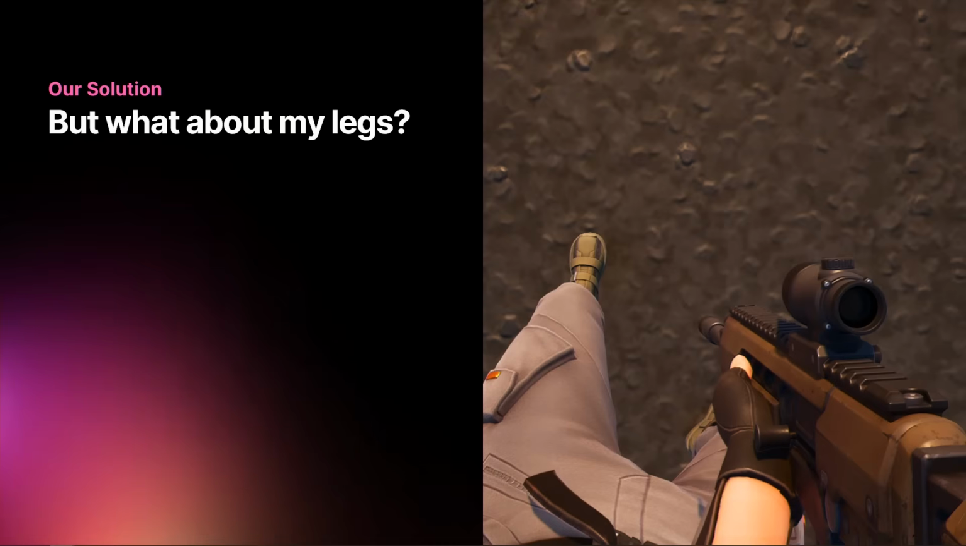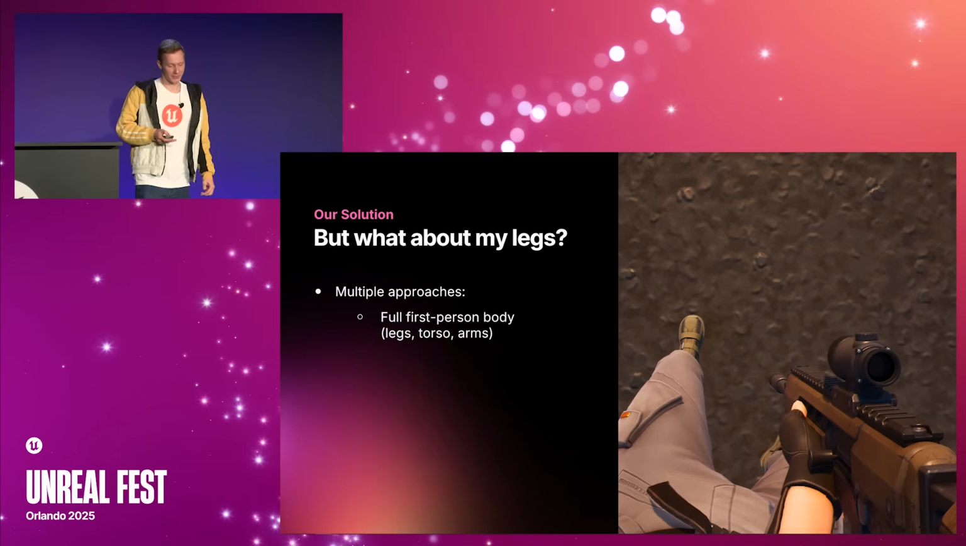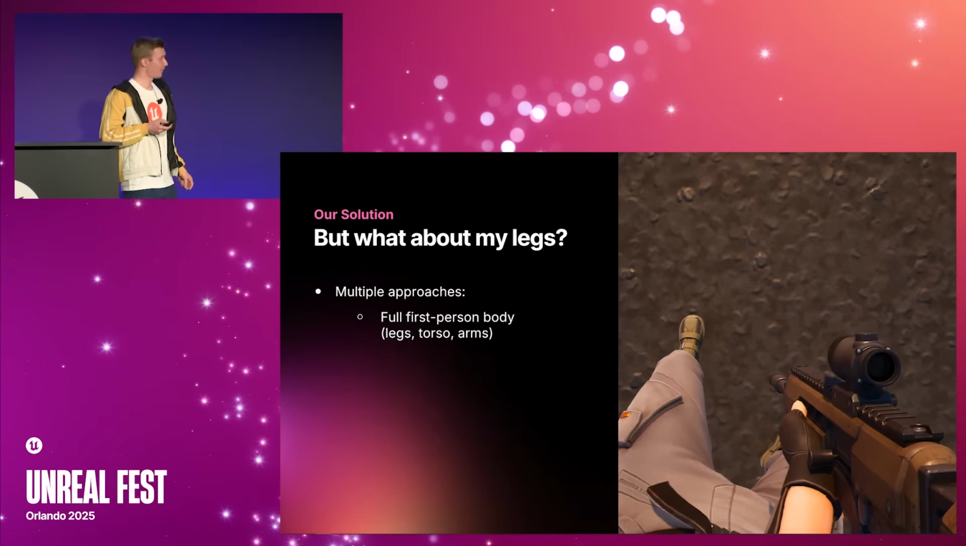Okay, scary math slide is over. Completely different topic. What about my legs? So there's multiple approaches. First one is a full first-person body where everything is connected. So your legs, torso, and arms are all one mesh. That is actually what we did in Fortnite Ballistic.